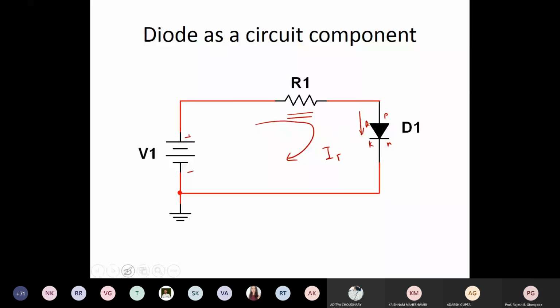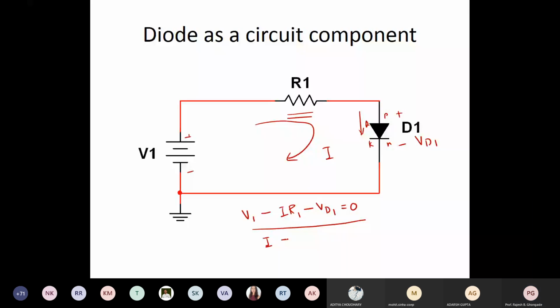So the current is I. Can I write an equation using KVL for this? Let us write down the equation. V1 minus I into R1 minus the drop across the diode, which we call VD or VD1, equal to 0. So if I want to find out the value of current, what should I do? I is equal to what? Call this equation 1.